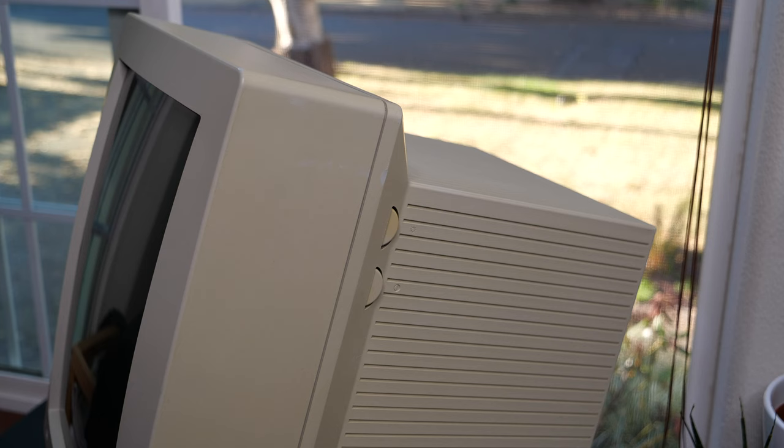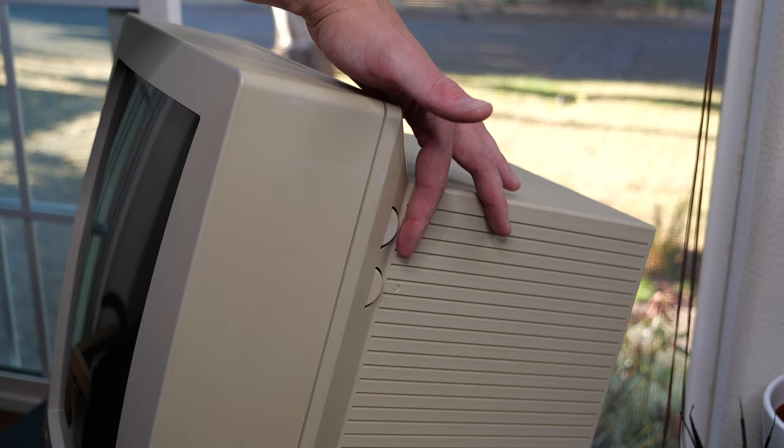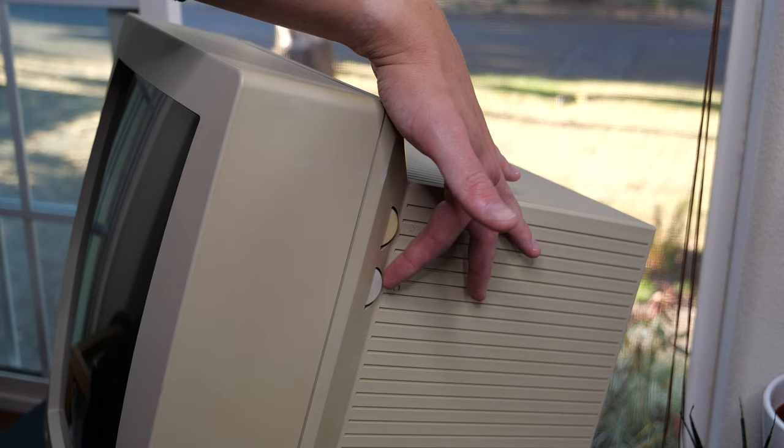To the display's right are the brightness and contrast controls. These, like the rest of the monitor, are showing signs of yellowing from sun exposure. But I'm not quite ready to attempt a retrobrite of this anytime soon.